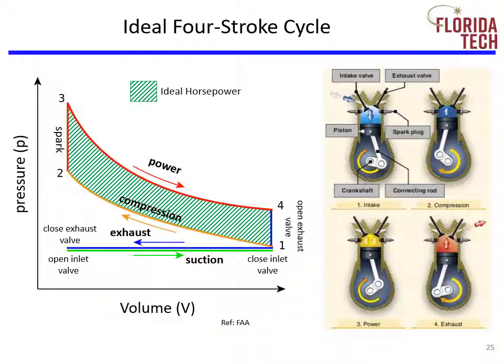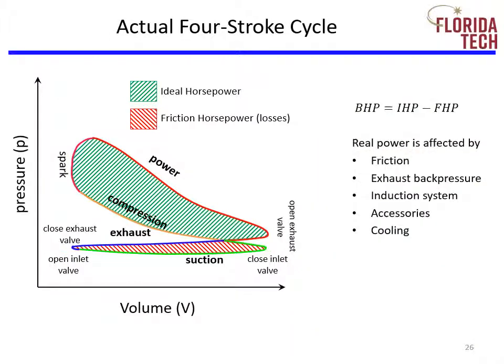The ideal horsepower generated in the four-stroke cycle is the green hatched area on the plot of pressure versus volume. Real or actual power is affected by things like friction, exhaust back pressure, induction losses, accessories, and cooling. So the actual horsepower generated will be less than the ideal horsepower.